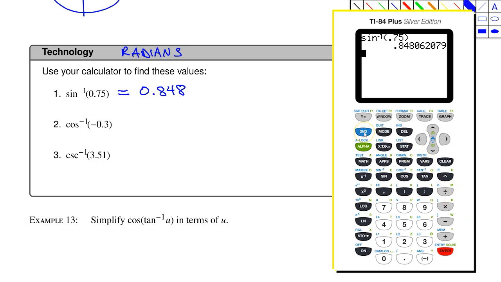Next, what is the inverse cosine of negative 0.3? That's going to be in quadrant 2 because it's arc cosine. And you should get 1.875.